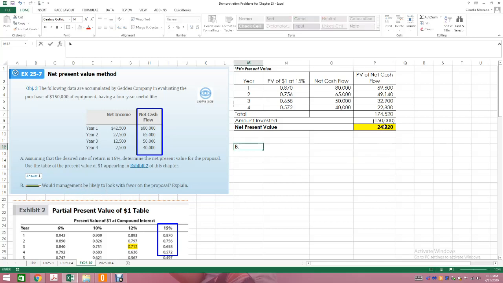Well, it is a positive number. We are recuperating our $150,000 investment, and we're still having $24,520 left over in cash flows. So would management be likely to favor this proposal? Yes. Management would be likely to favor this proposal.